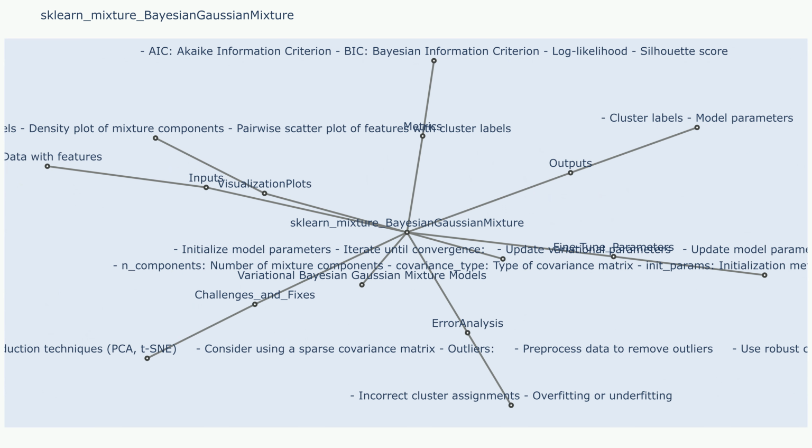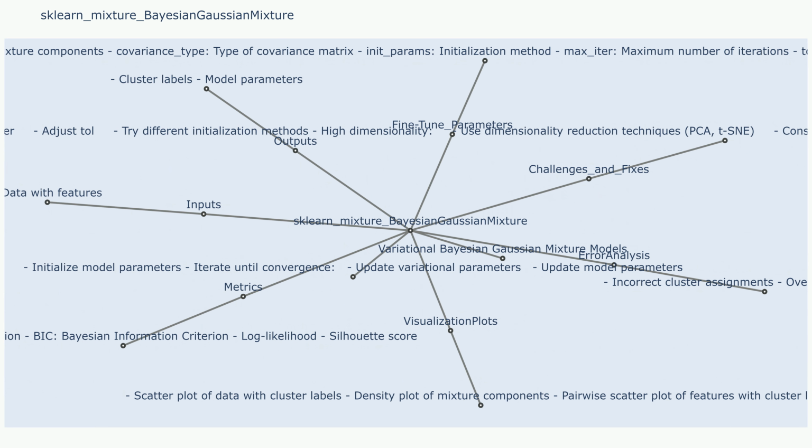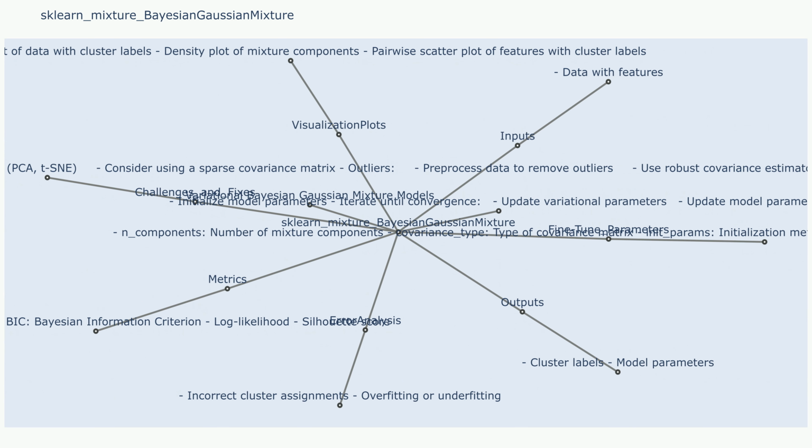Metrics: Bayesian information criterion, BIC score, used to select the best model based on the trade-off between model complexity and data fit. Akaike information criterion, another score similar to BIC, used for model selection. Visualization plots: scatter plot: visualize the data points colored by their assigned components, highlighting the clustering structure. Density contour plot: overlay the density contours of each component on the scatter plot to visualize the distribution of data within each cluster.